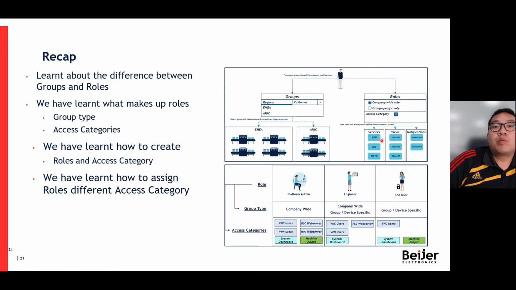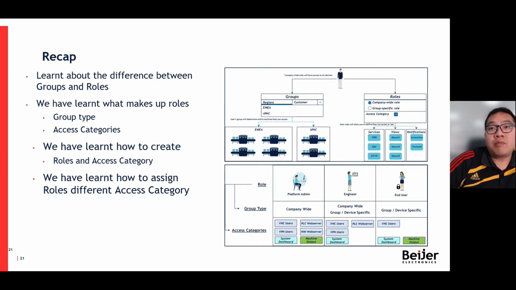Okay, so next we have the different views as well: the services, the views, and the notifications, which are part of the access category. That is what actually makes up roles. So basically groups and access categories make up a role. Then we also learned how to create roles and access categories and how to assign them as well. So I hope that was clear.